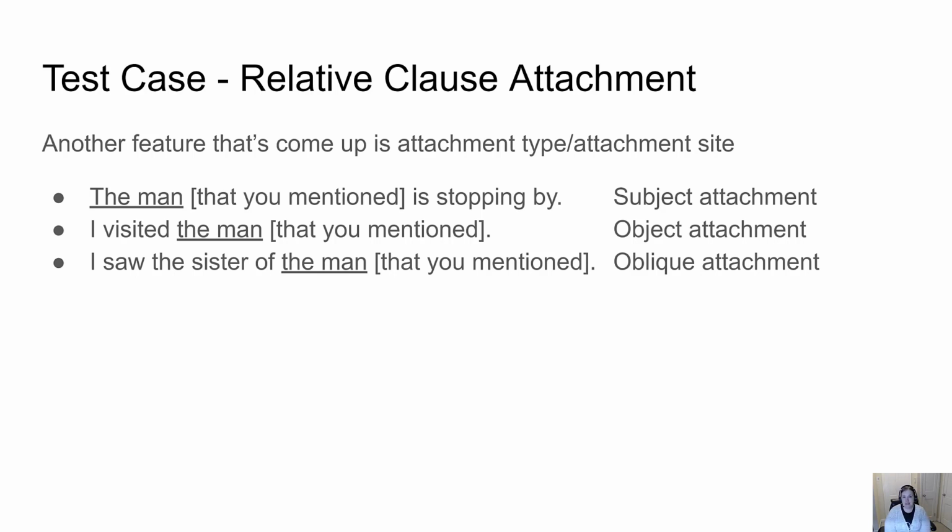The man is doing the action in the first one, and the man is receiving the action as the visitor in the second one. Now, the object of the third example is the sister, right? So I know that I saw the sister of the man that you mentioned, that the person I saw is the sister, ergo she's the object, because I can replace that with a pronoun very easily. I saw her. What about the sister of the man that you mentioned? Oh, I saw her, right? And so clearly the object is the sister, not the man.